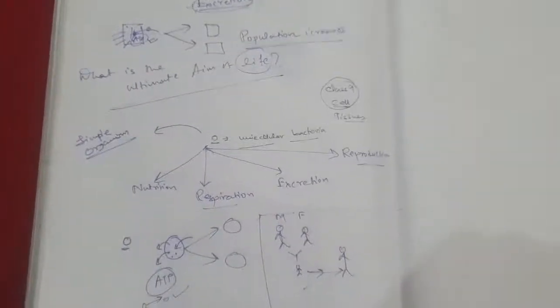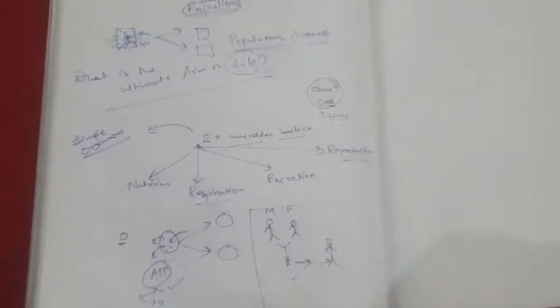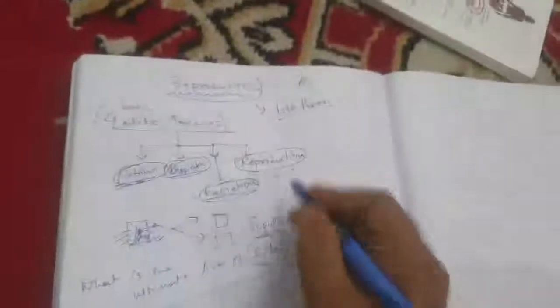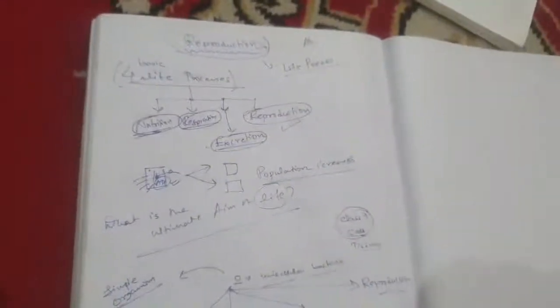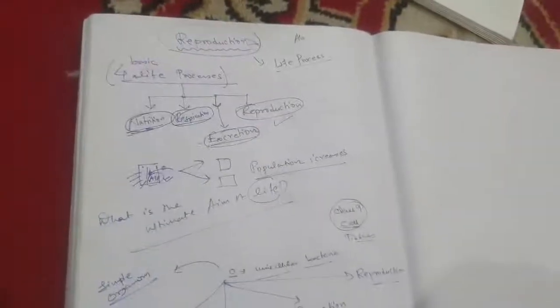Are you understanding? Yes. So definitely reproduction occurs. And reproduction means giving birth to a new one. Reproduction is a type of life process only. Are you getting my point? Reproduction is a type of life process. Is this understood? Yes, sir.